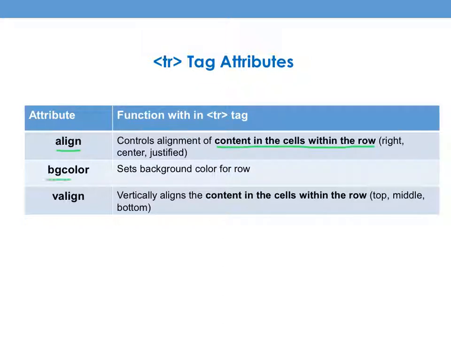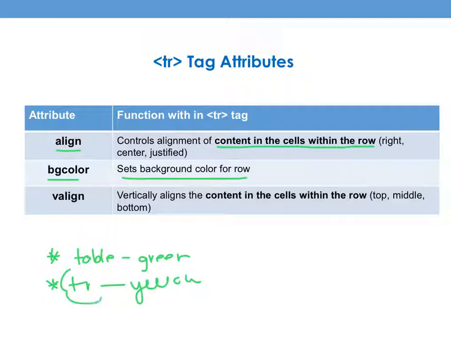Then you have the BG color, which will set the background color for that row. Something to note is that if the table has a background color of green, and then you set the table row to have a background color of yellow, what happens is because this row is more specific, it will actually have that yellow color. So note that you can have BG color in multiples, and it will just take the most specific tag's attribute.